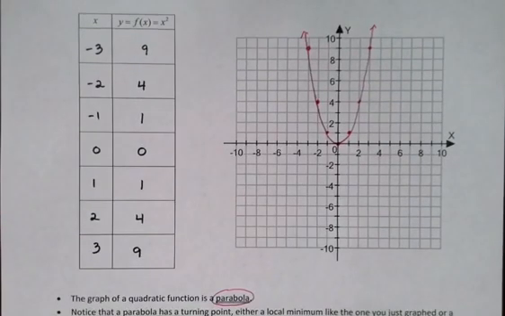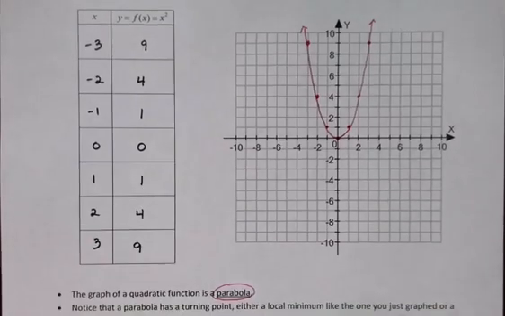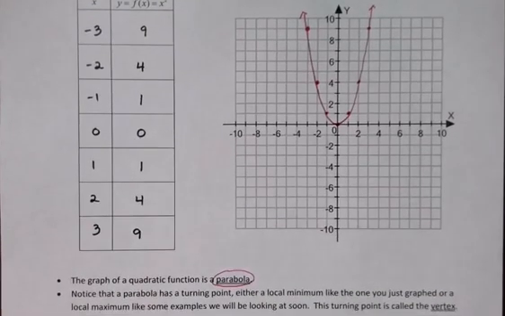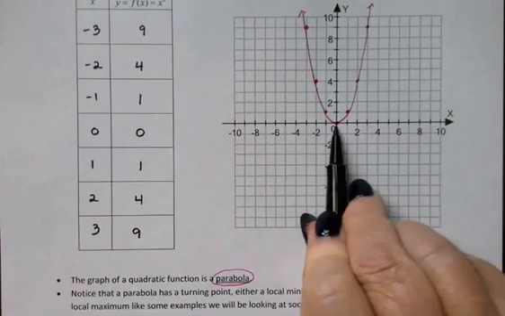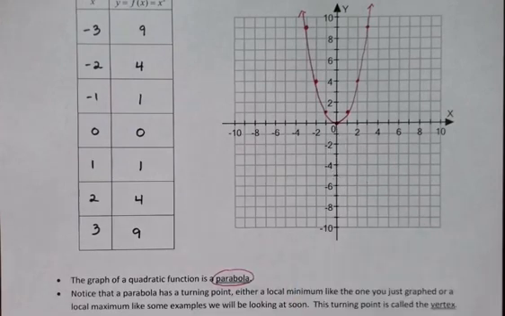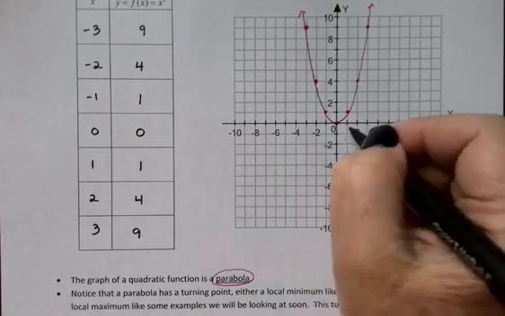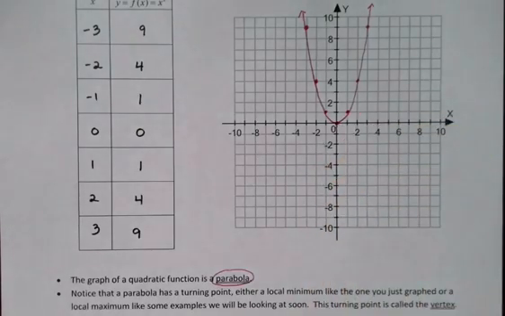And the graph of any quadratic function will turn out to be a parabola. It will be that basic shape with some variations that we're going to talk about. All right, as far as what's really important on that parabola, notice that our parabola is going to have a turning point. In this case, it's a local minimum, right here at 0, 0. That turning point is called the vertex of the parabola. And so in our case, that vertex or turning point is the origin, 0, 0.